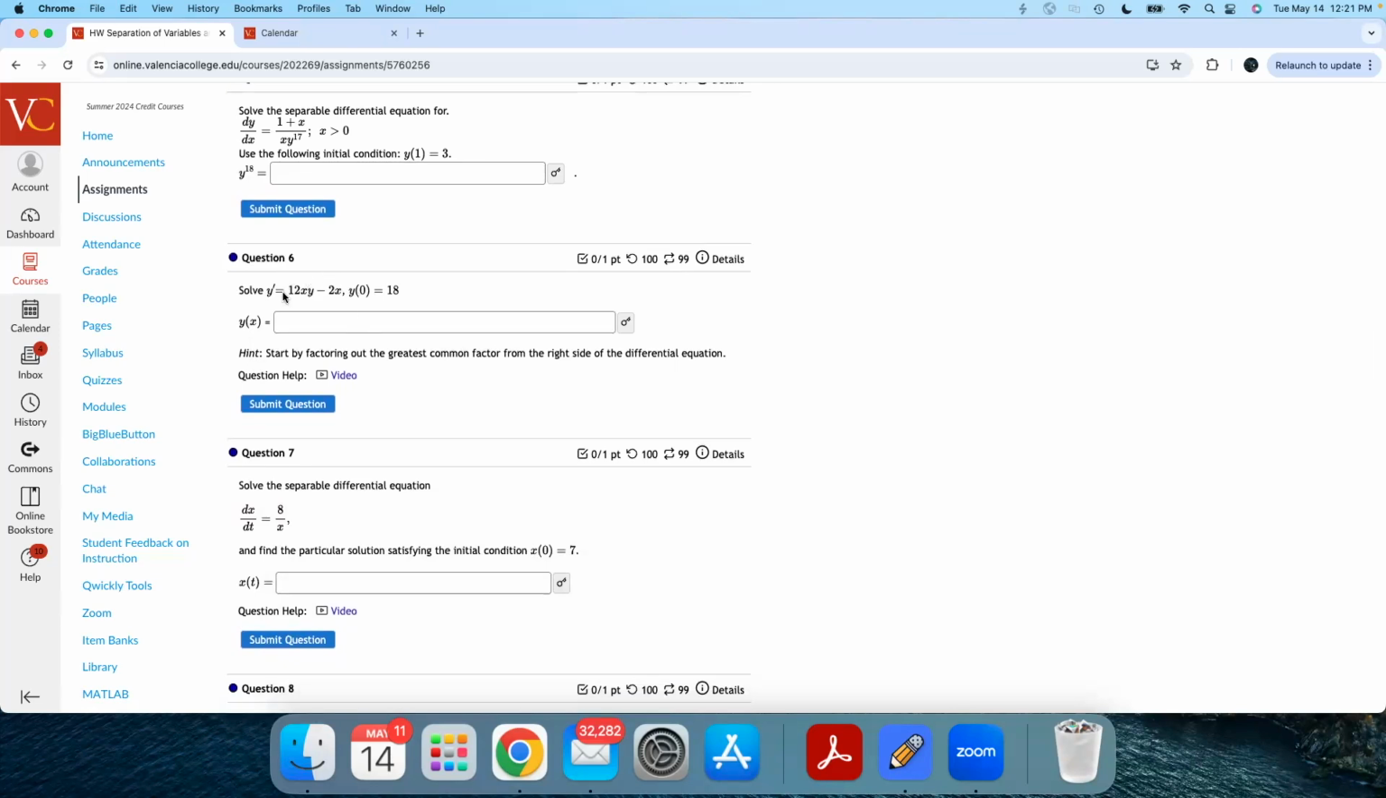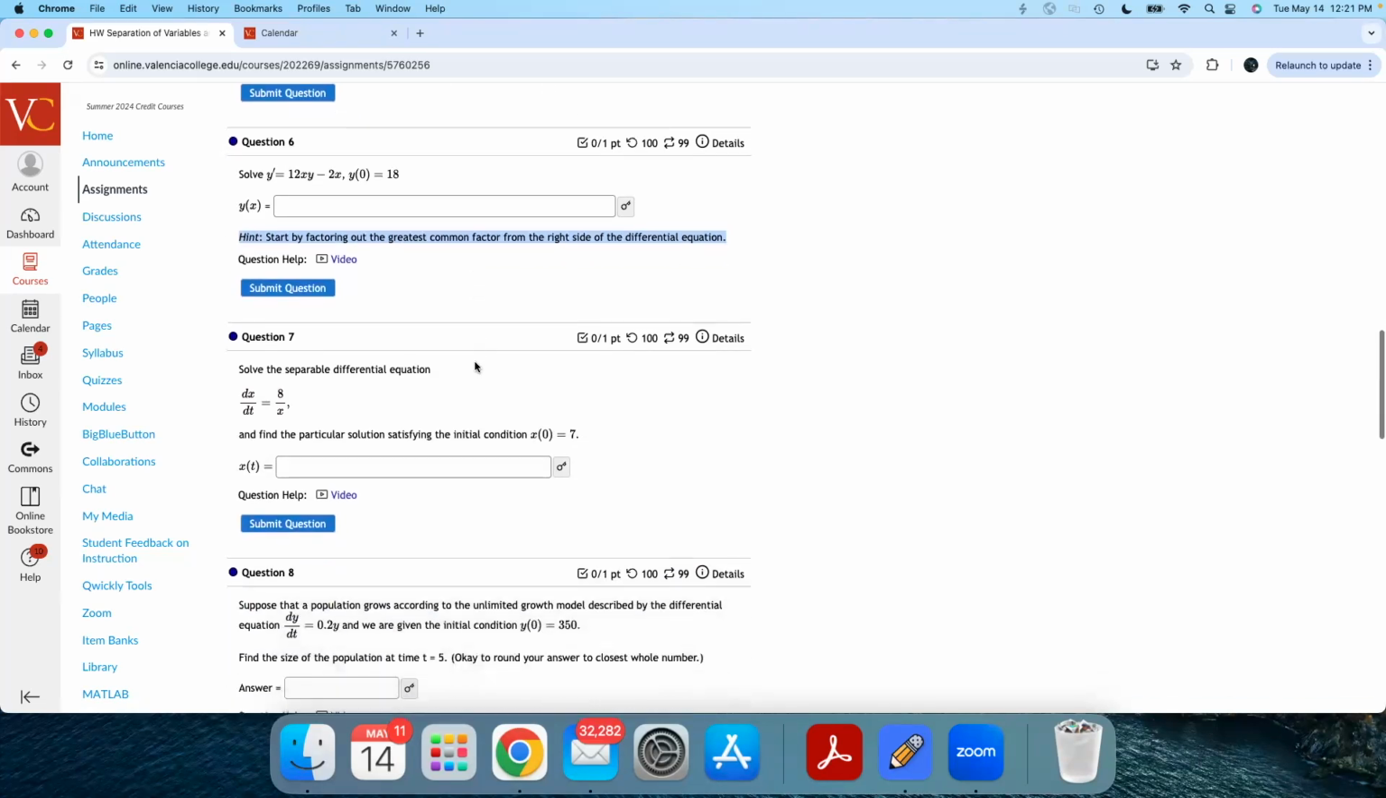This is a separable DE. It may not look separable. Remember, we don't separate by adding and subtracting. We separate by multiplying and dividing. So you want to do some factoring here. I'm the one that added this hint in here because everybody had trouble with this problem. Do some factoring, and then you'll be able to divide your y's over to one side.